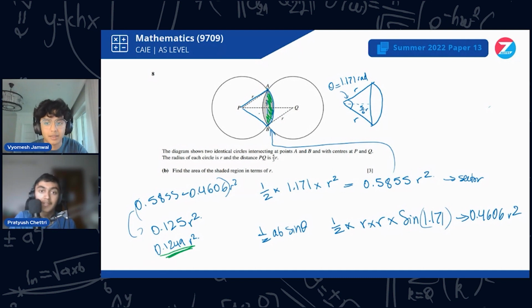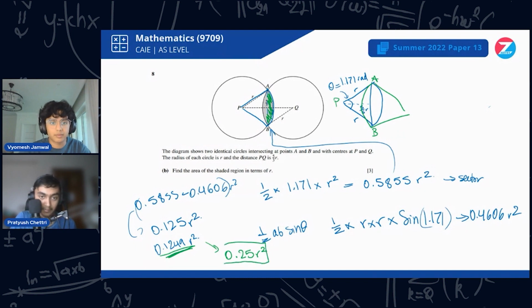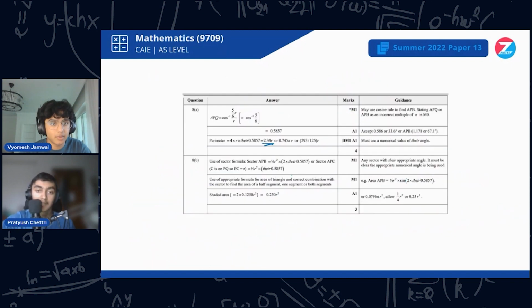Yes, basically, because we've taken the sector PAB and we've subtracted the triangle PAB from that. Since it's the exact same on the other side, except it just overlaps here like that, we're just going to double it as we said. That will give us 0.25 r squared. We could also check this via the mark scheme. So yes, indeed, 0.25. Nice.